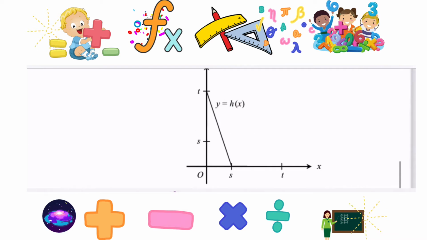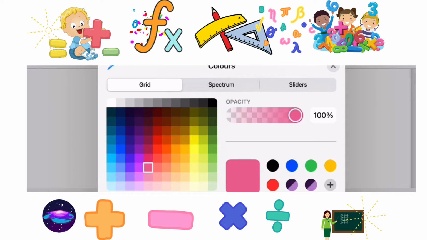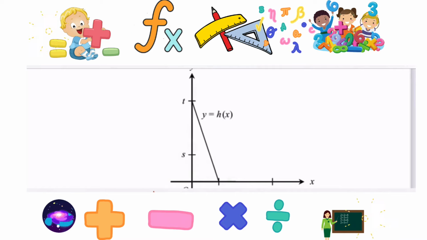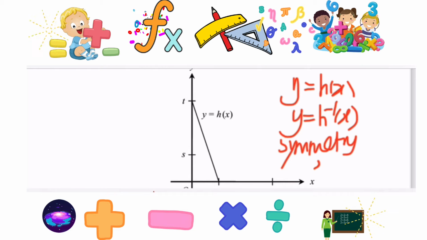Okay, based on the concept that I just taught you, if y equals f(x), or here h(x), and y equals the inverse of h(x), they must be symmetrical at the line y equals x, or x equals y, it's the same.